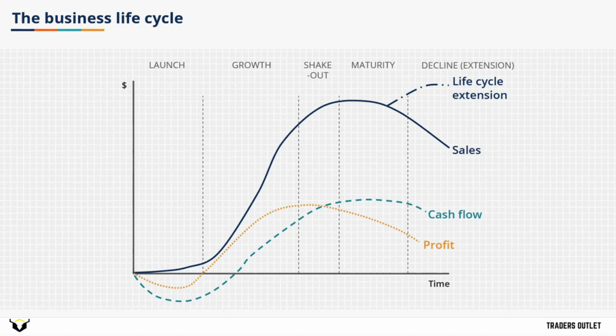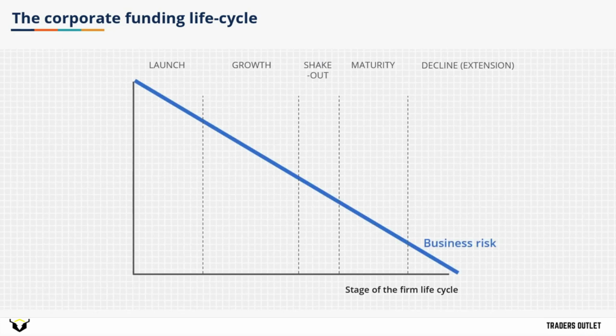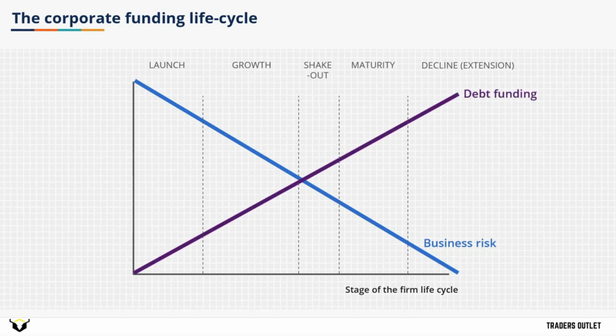But if we use this business life cycle as a framework, we can then plot on the same chart the general business risk over time, which is extremely high when a company launches and is unproven, and declines over time as it matures. Now, it may go back up again later if it's truly in decline, but generally speaking, business risk is declining over time, which means there's an inverse relationship to a company's ability to get debt funding.